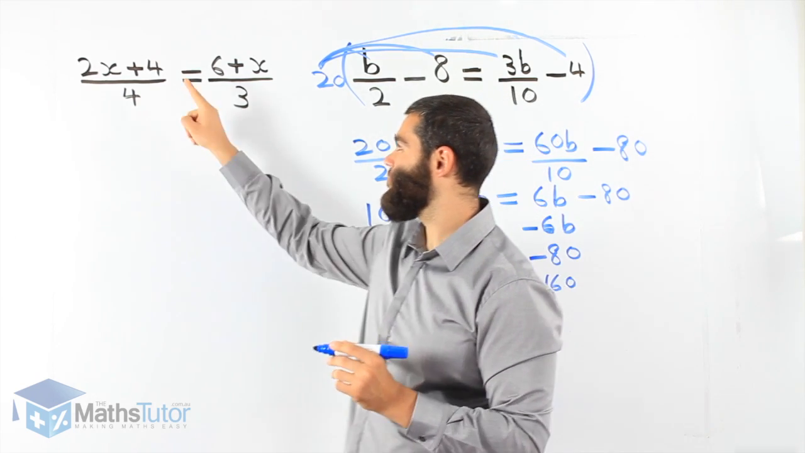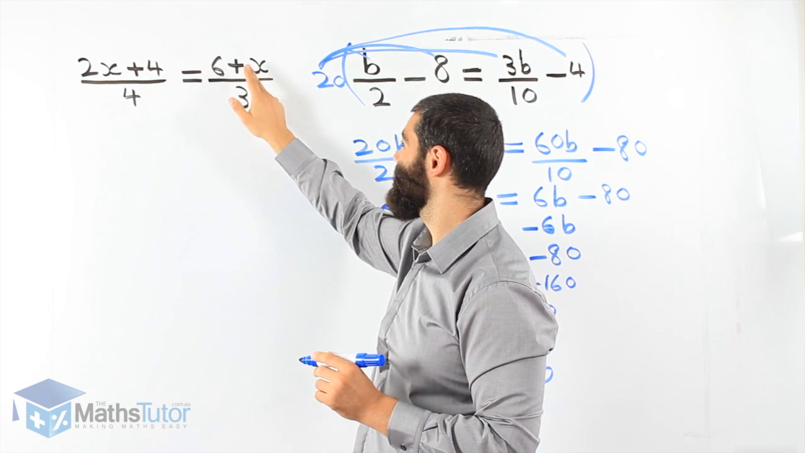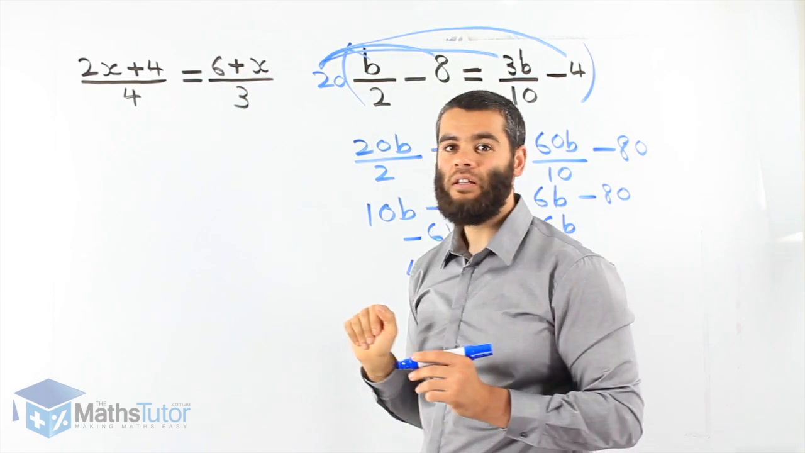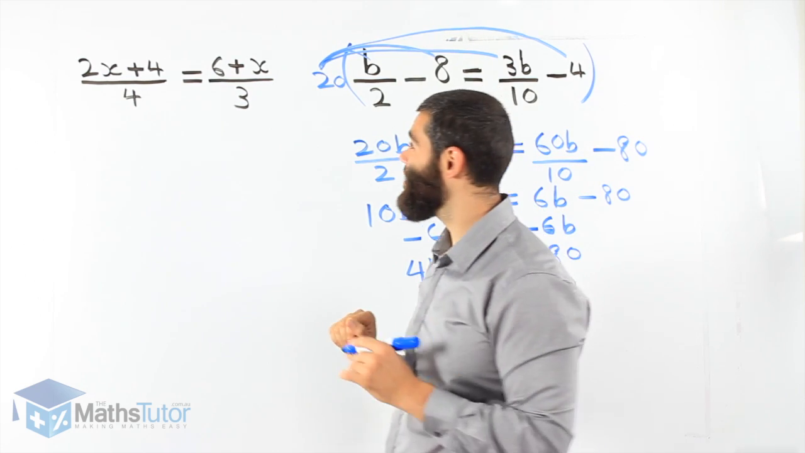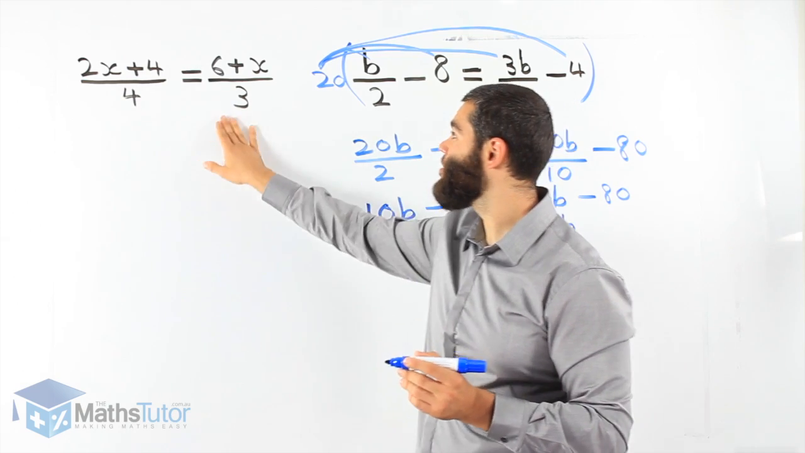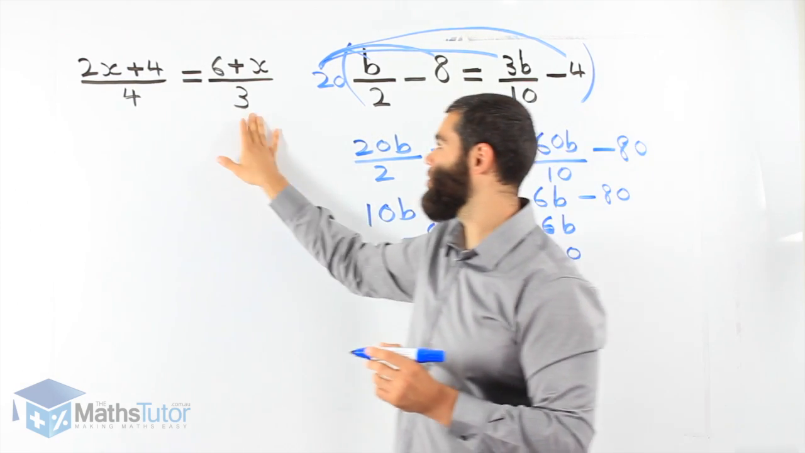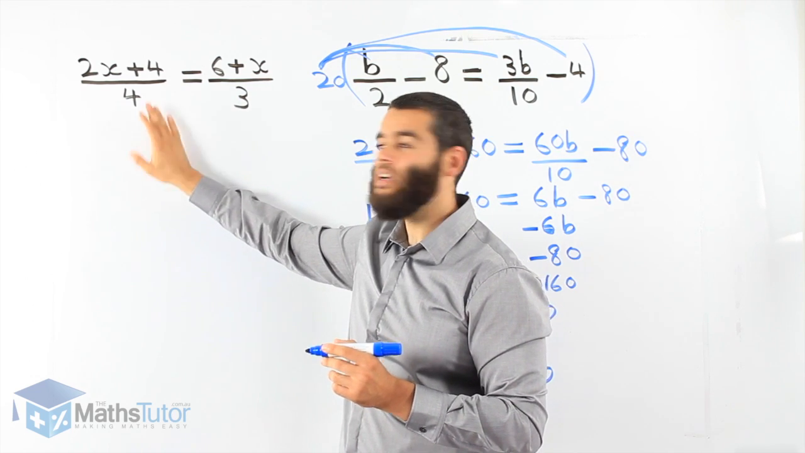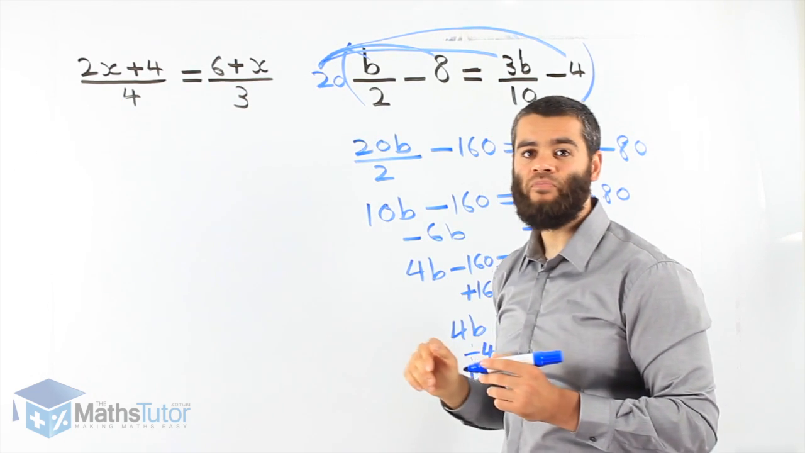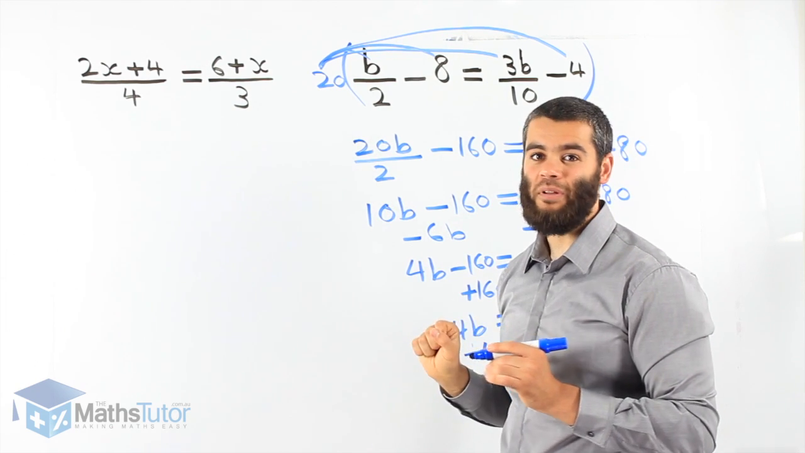2x plus 4 over 4 equals 6 plus x over 3. What do we notice here? Once again, we have denominators. We can actually solve this using the same method. Exactly the same. We can multiply 3 by 4 is 12 and times everything by 12. But I like to do another way. There's a shortcut for these ones.